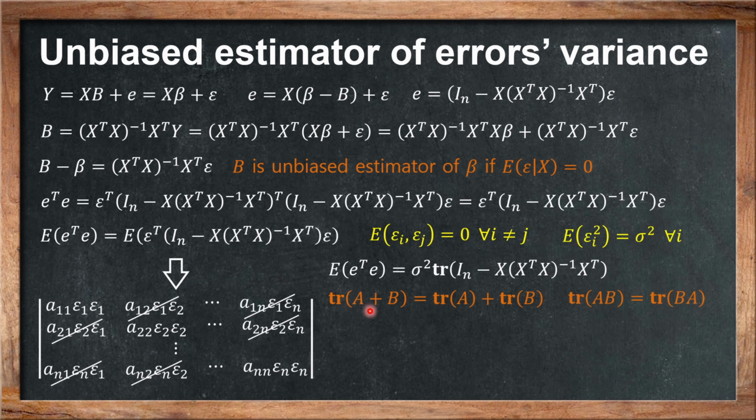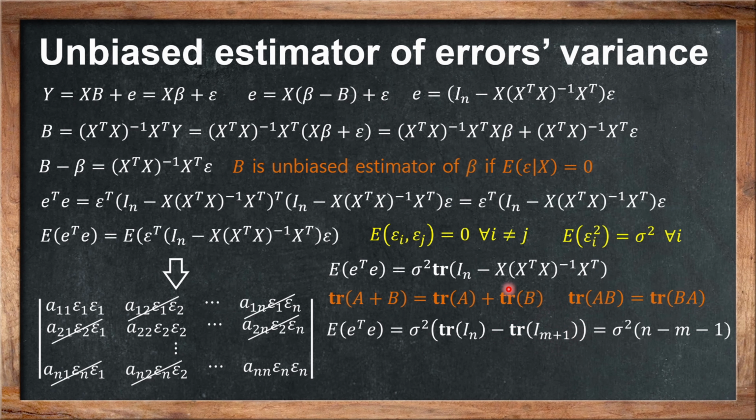Trace of A plus B equals trace of A plus trace of B, and trace of AB is equal to trace of BA. Using these properties, we can simplify this expression and get the following form. The expected value of E transpose E will be equal to sigma squared times the trace of this identity matrix of size n, and then minus the trace of another identity matrix of size m plus 1.